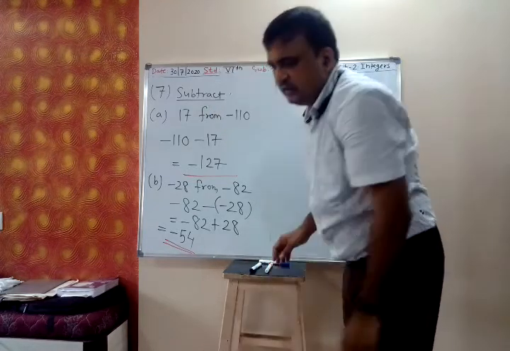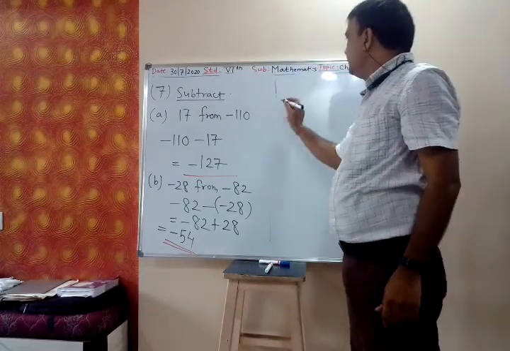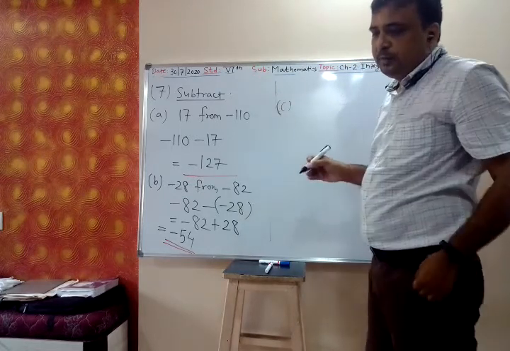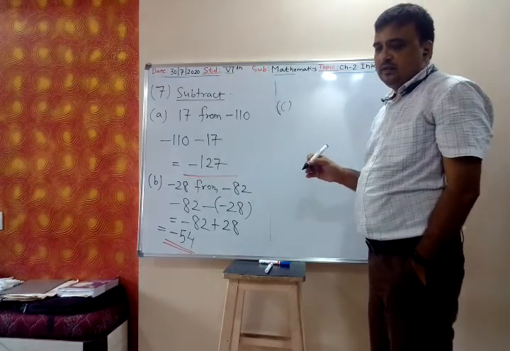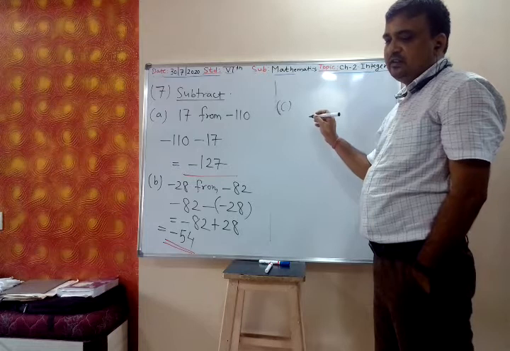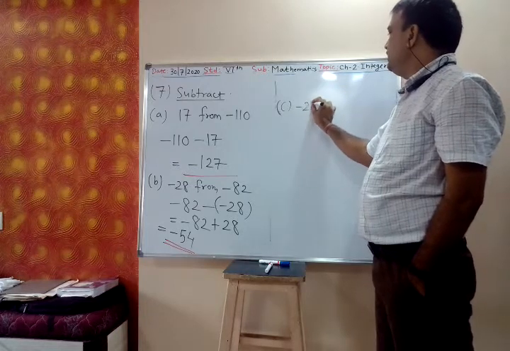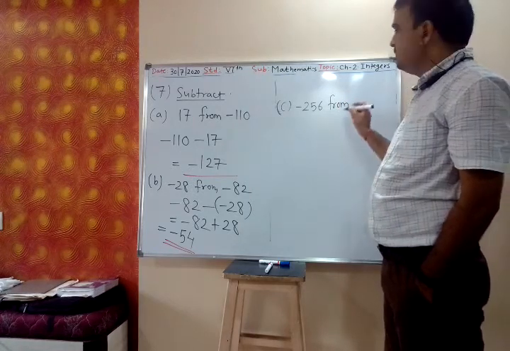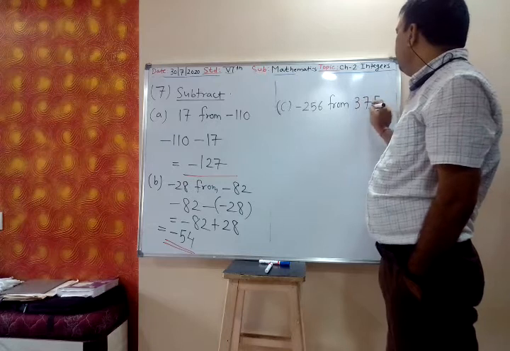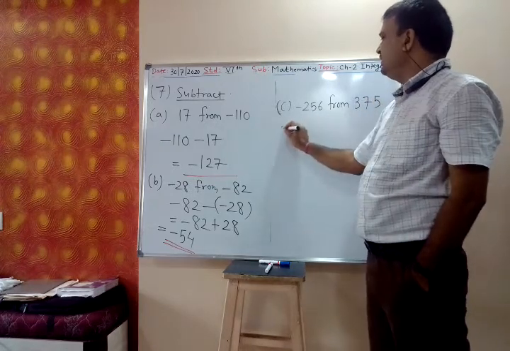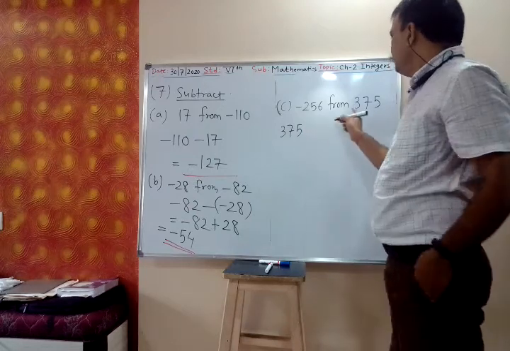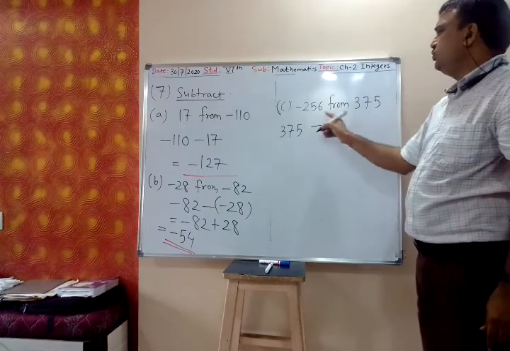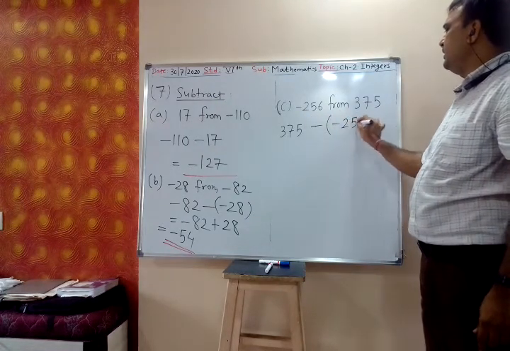Now write the third. Subtract minus 256 from 375. So from 375, I will write 375 plus. Then you want to subtract. Subtract means minus sign. Which number? Minus 256. Minus 256 we write in the bracket.